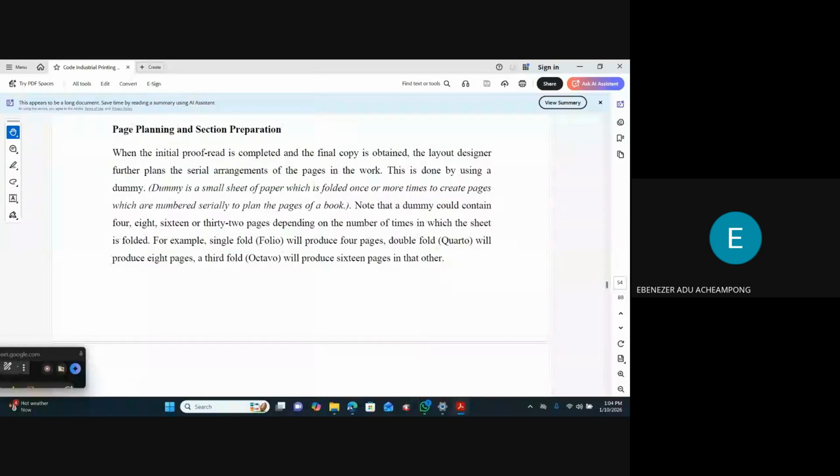Double fold quarto will produce 8 pages. A third fold octavo will produce 16 pages in that order.